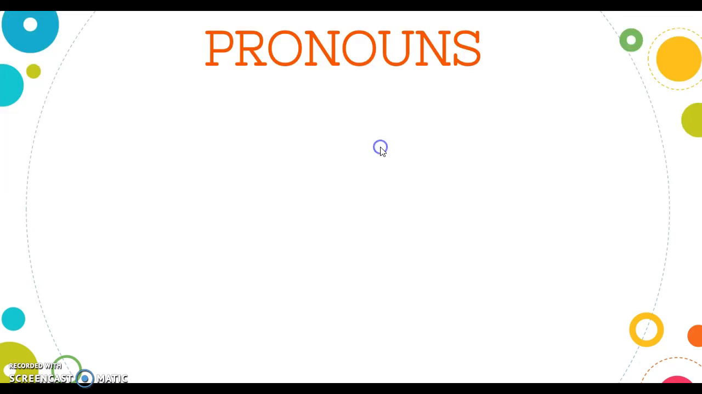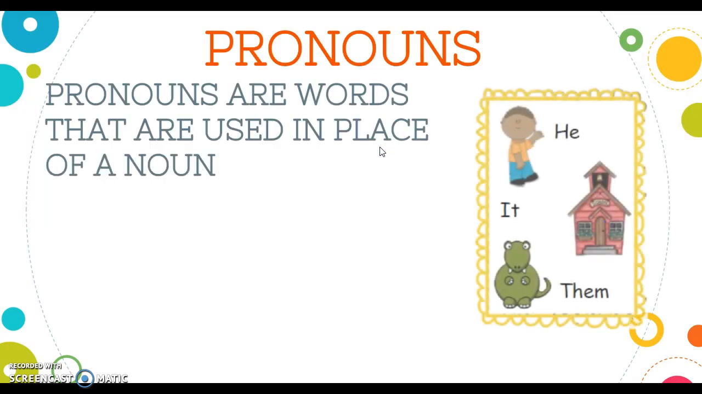And then we also have pronouns. So we've learned in Chapter 2 that pronouns are words that are used in place of a noun. So with our previous example, we had boy. Instead of using boy, we could use the word he. Instead of saying school, we can say it. Instead of saying the dinosaurs, we could say them.